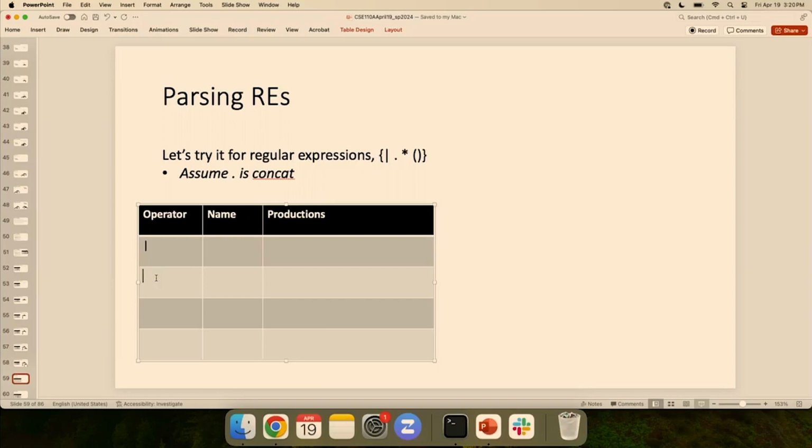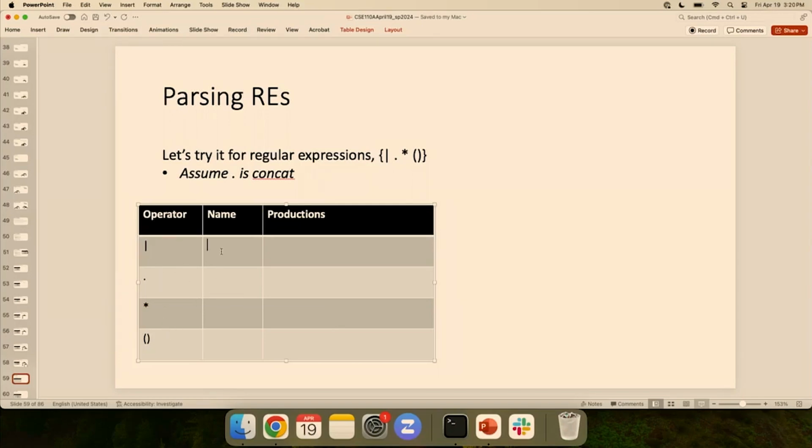Anybody remember? Concat. So we'll do dot. Remember, I know this isn't normal regular expression, but it's just easier to have an operator for it, so we're holding it there. Okay, the third one? Is it parentheses or star? Star. Yep. And then we have parenthesis. So we've basically ordered our operators in terms of precedence.